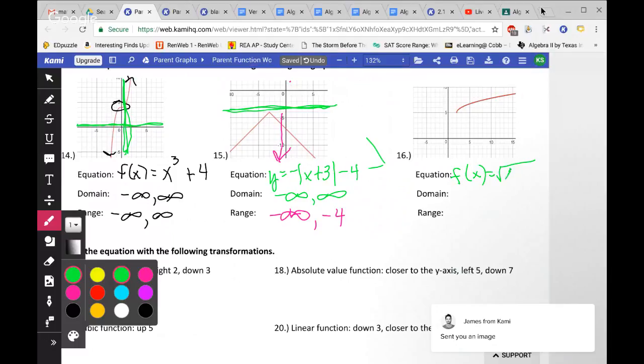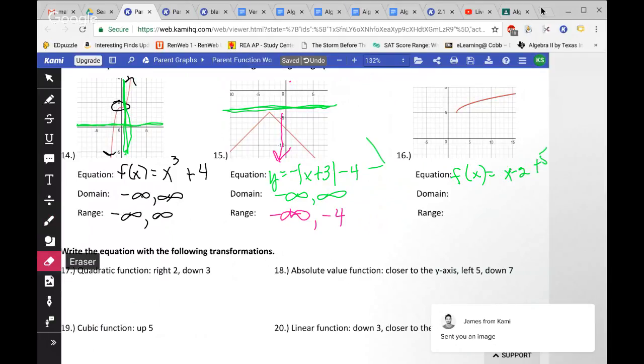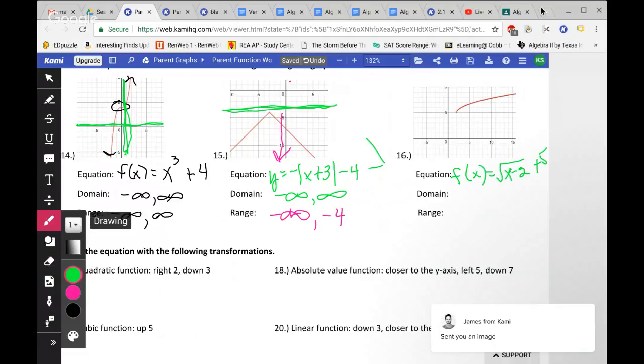x minus 5. No, x. No, hold on. x minus 2. Yes, sir. Plus 5. That's it. Exactly. And I made my square root didn't look too good, so I'm going to fix it because it looked like it was trying to include that 5.